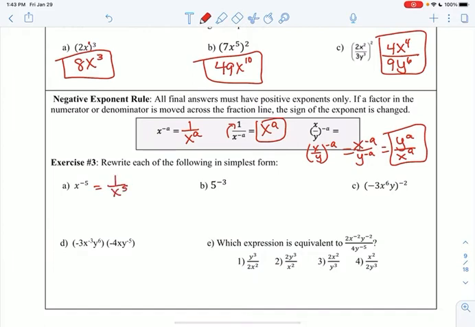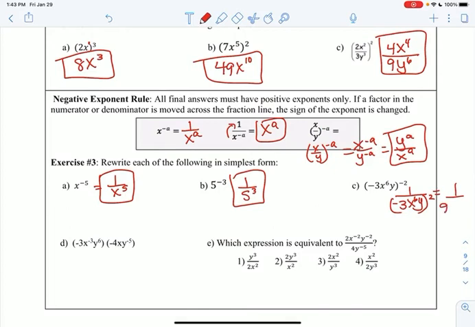All right, so a, I need to make that positive. It's 1 over x to the 5th. I move it to the denominator. B, I have to make that positive. I move it to the denominator, 1 over 5 to the 3rd. C, I need to make that positive. I move everything to the denominator, okay? But now the whole thing is still being squared. So negative 3 squared is 9, and then I'll multiply those exponents. The 6 for the x times 2 is x to the 12th, and y is just 1 times 2, so that will stay 2.